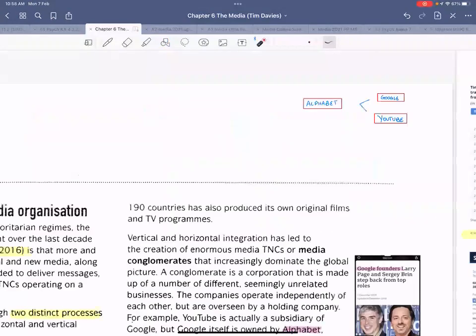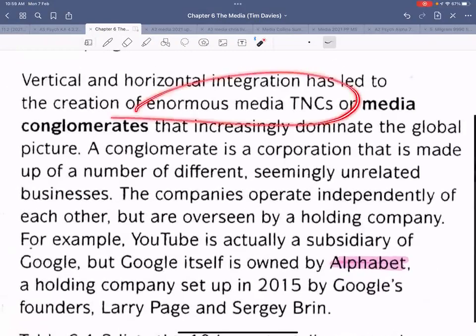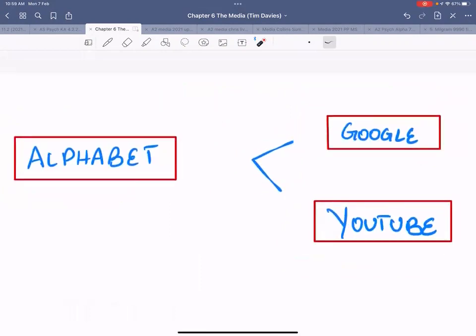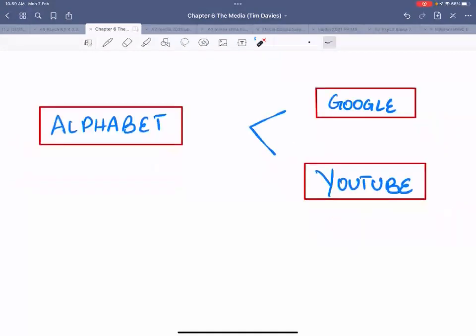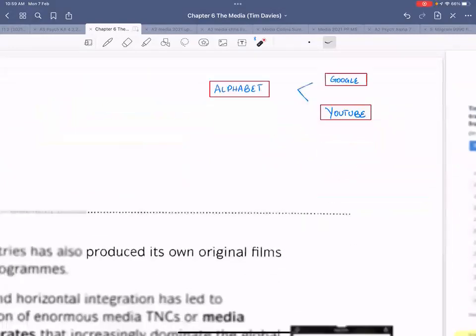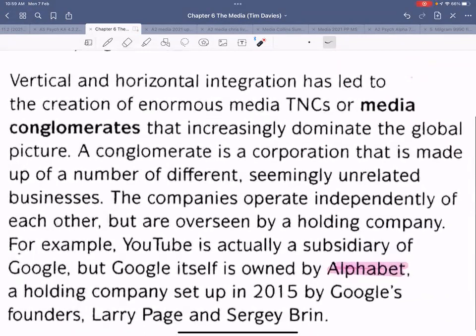Clear to you? Now, taking it a step ahead, vertical and horizontal integration has led to the creation of enormous media transnational corporations or media conglomerates that increasingly dominate the global picture. A conglomerate is a corporation that is made up of a number of different, seemingly unrelated businesses. The companies operate independently of each other, but are overseen by a holding company. Does this make sense to you now? Different businesses, both being overlooked by a holding company. Yeah, it's a company that owns both of these. It's more like the daddy there, keeping a check.